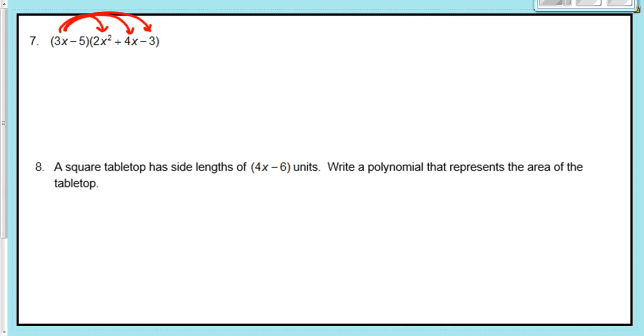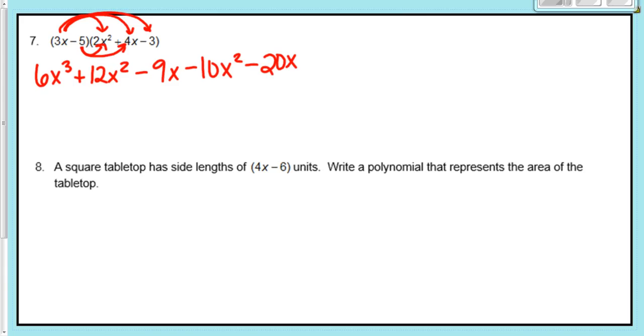Okay, so 3x times 2x squared would be 6x to the third. 3x times 4x is 12x squared. 3x times negative 3 is negative 9x. I'm going to start with my negative 5. Negative 5 times 2x squared is negative 10x squared. Negative 5 times positive 4x is negative 20x. Negative 5 times negative 3 is positive 15.